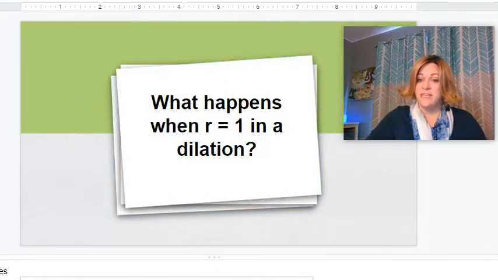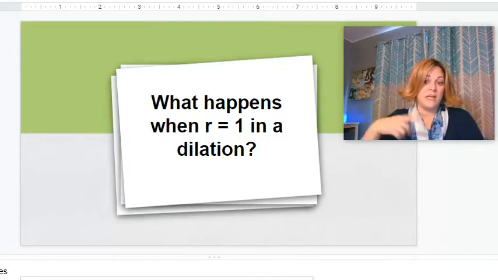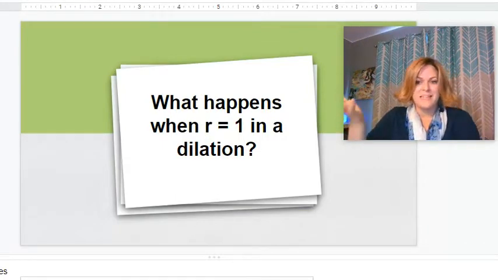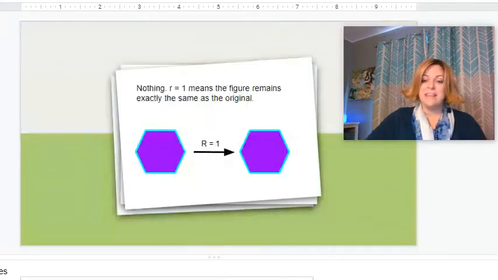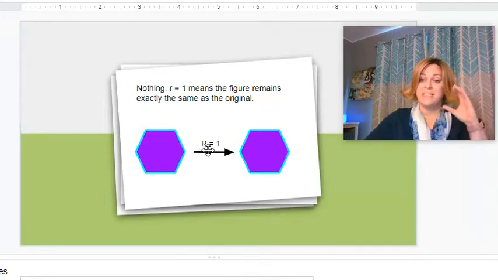What happens if the scale factor, that R, is 1 in a dilation? Well, a scale factor of 1 means if I'm multiplying by 1, it doesn't really change anything. So nothing actually happens visually. So a scale factor 1 leaves the shape exactly the same. You cannot tell the difference at all.